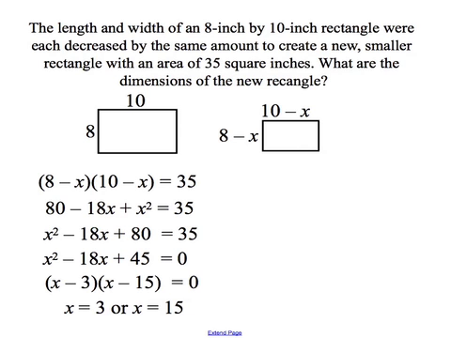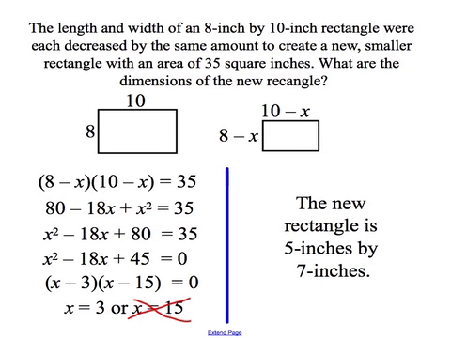But of course, if you take the 15 and substitute it for x, you'll have 10 minus 15, which is a negative number, and 8 minus 15, which is also a negative number. So the 15 can't be used here because you can't have a negative number represent the width or the length of a rectangle. So our solution for x is 3. And when we plug that in, 10 minus 3 is 7, 8 minus 3 is 5, so the new rectangle is 5 inches by 7 inches.